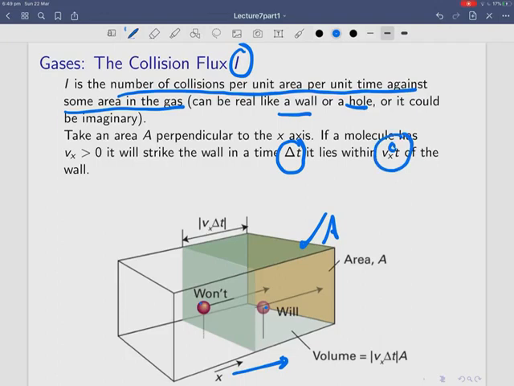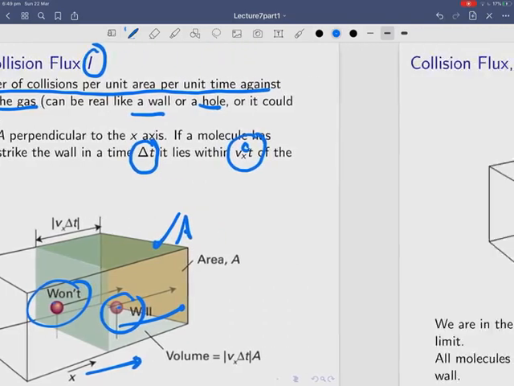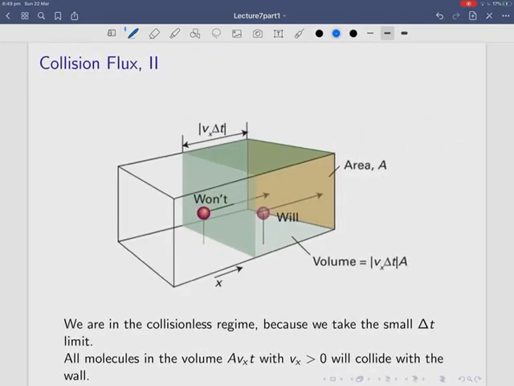Okay, this one out here is far too far away for that given velocity, and it won't hit the wall. It's just too far away in a time delta t. This one is within the box of Vx delta t, and it will hit the wall. Okay, that's just common sense, assuming there are no collisions with other molecules, which is what we're assuming. We are assuming we're in the collisionless regime because we take delta t to be small.